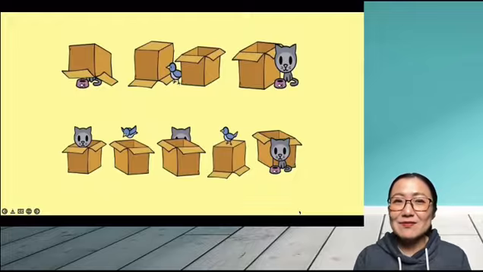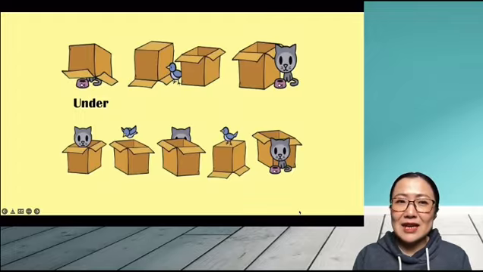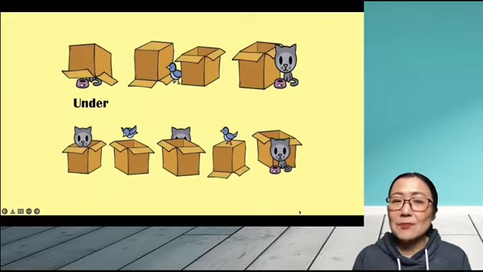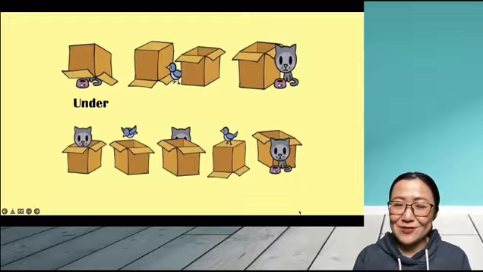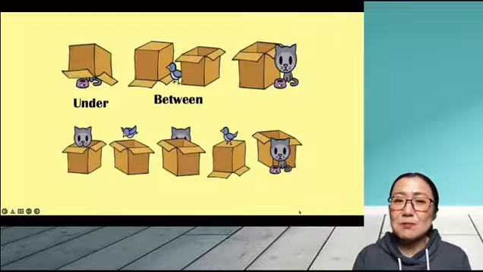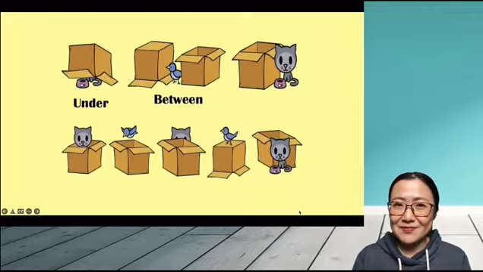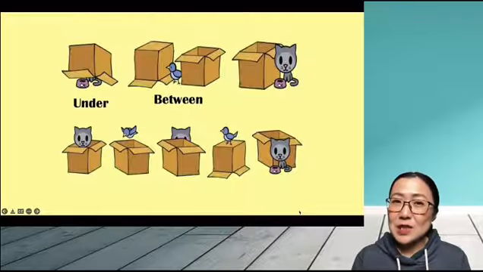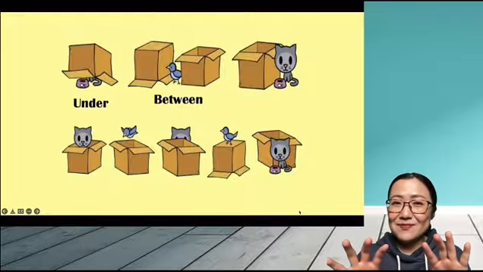Okay? So, the first picture, let's see, where is the cat? So we can see the cat is under the box, right? The cat is under the box. And where is the bird in picture 2? 那在第二幅图当中 where is the bird? Yes, the bird is between the boxes. The bird is between the boxes.